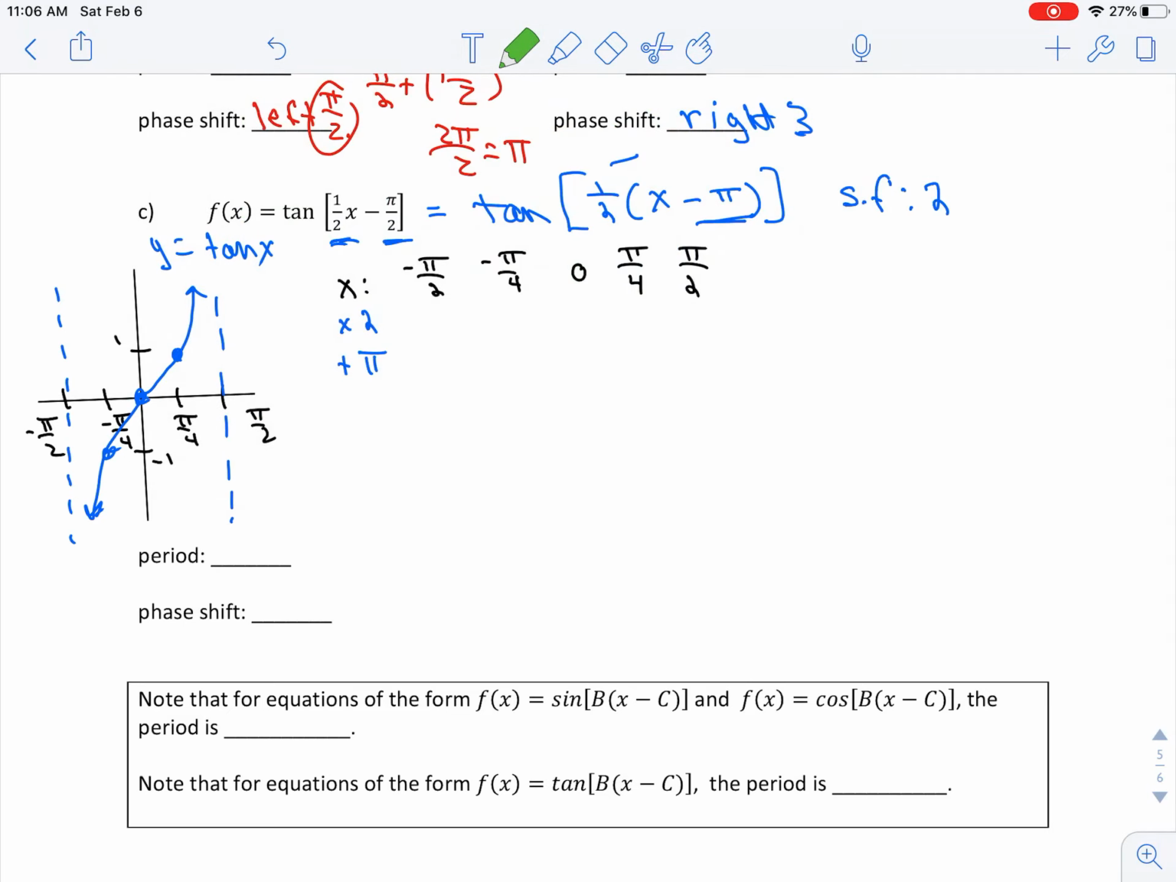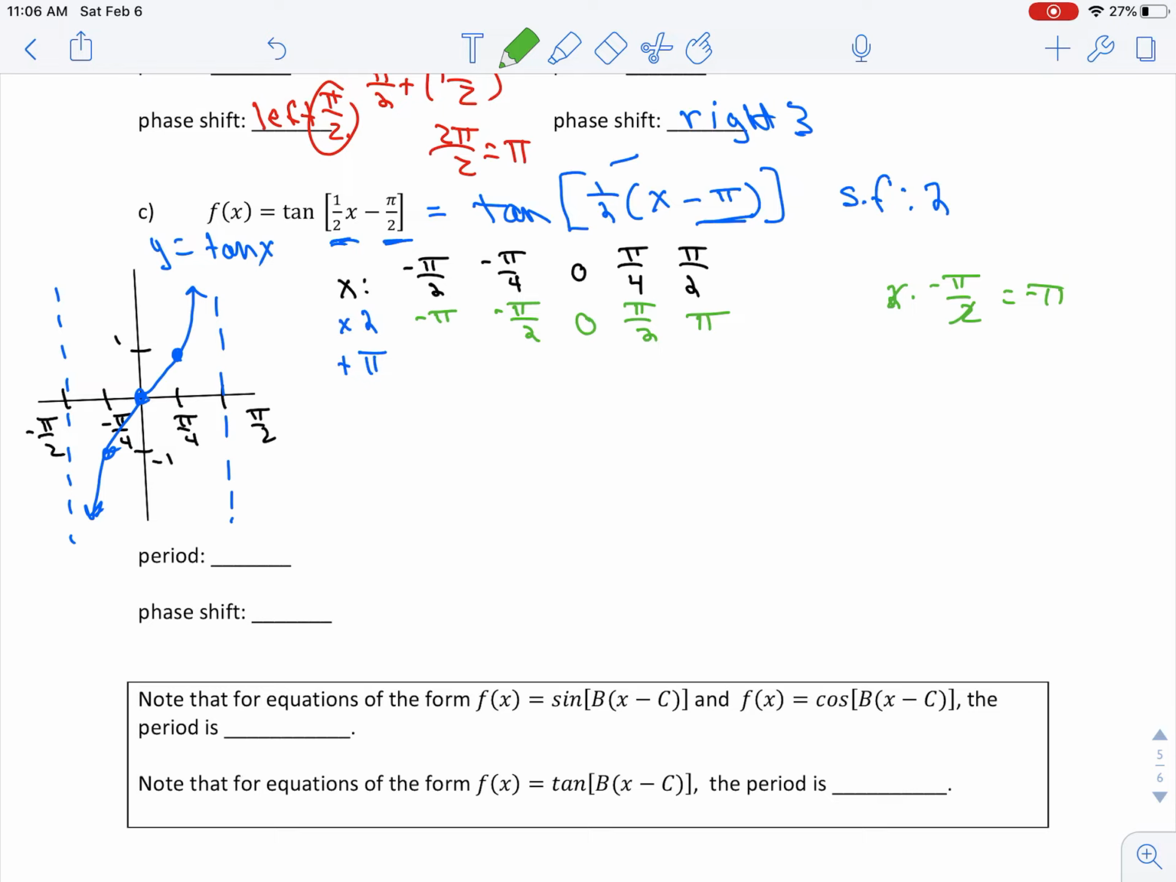So now if we go through this, so times 2, and again, I'm going to let you do most of the arithmetic, but I'm going to do 2 times negative pi over 2, so the 2's cancel, so I just am left with negative pi. So that's going to be negative pi. 2 times negative pi over 4 is negative pi over 2. 0, pi over 2, and pi.